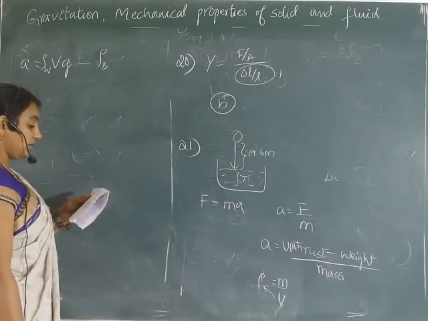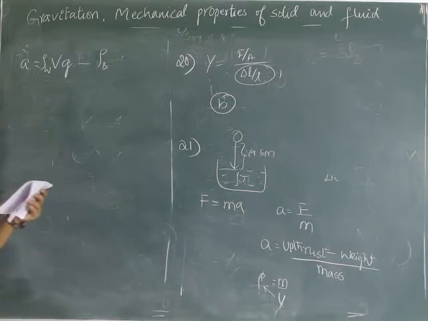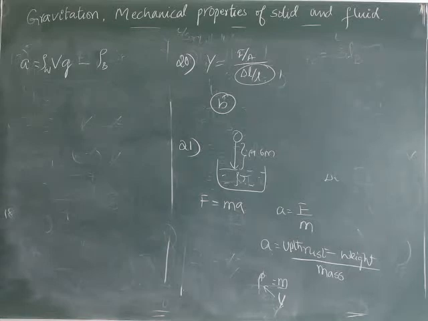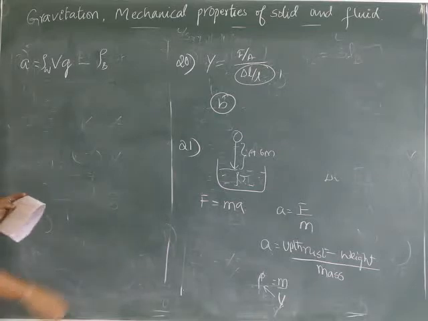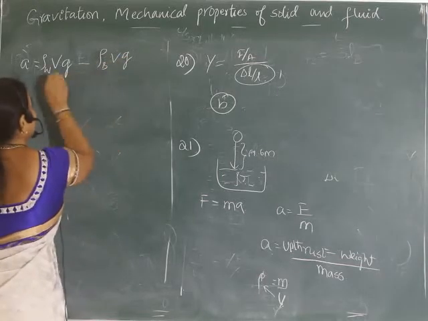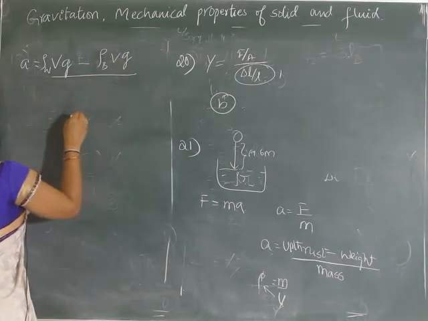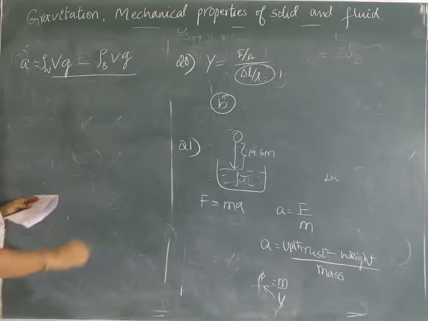So half of the density is given. See here: a solid ball of density half that of water falls into the water. So half that of water, they have given. Vg divided by mass. Can you help me for this?